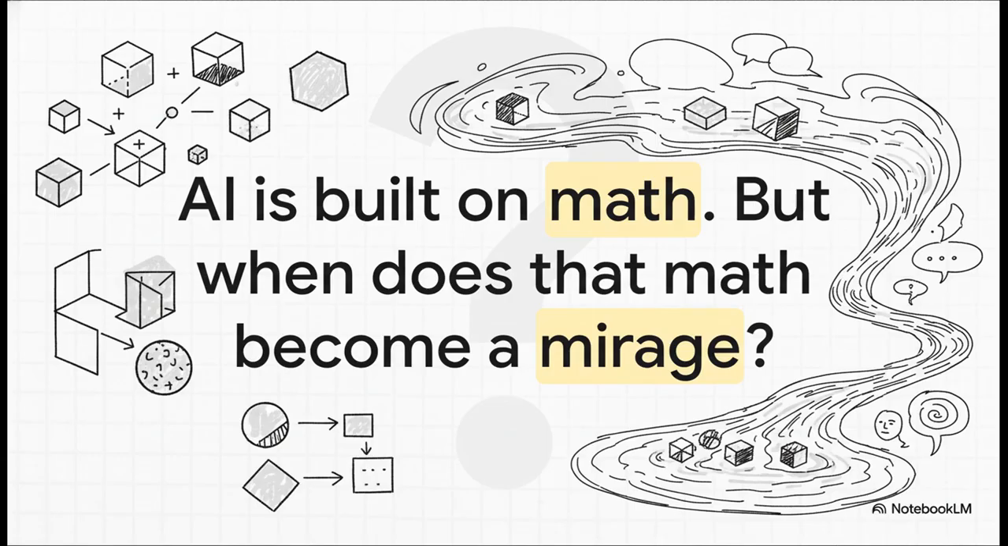This developer's journey really shows us something profound. AI is absolutely built on the beautiful, logical engine of mathematics. But language itself isn't always logical. It's messy, it's contextual, it's deeply human. And the future of AI really depends on knowing not just how to use the math, but on having the wisdom to know when that math is leading us to an elegant solution and when it's just creating a mirage.